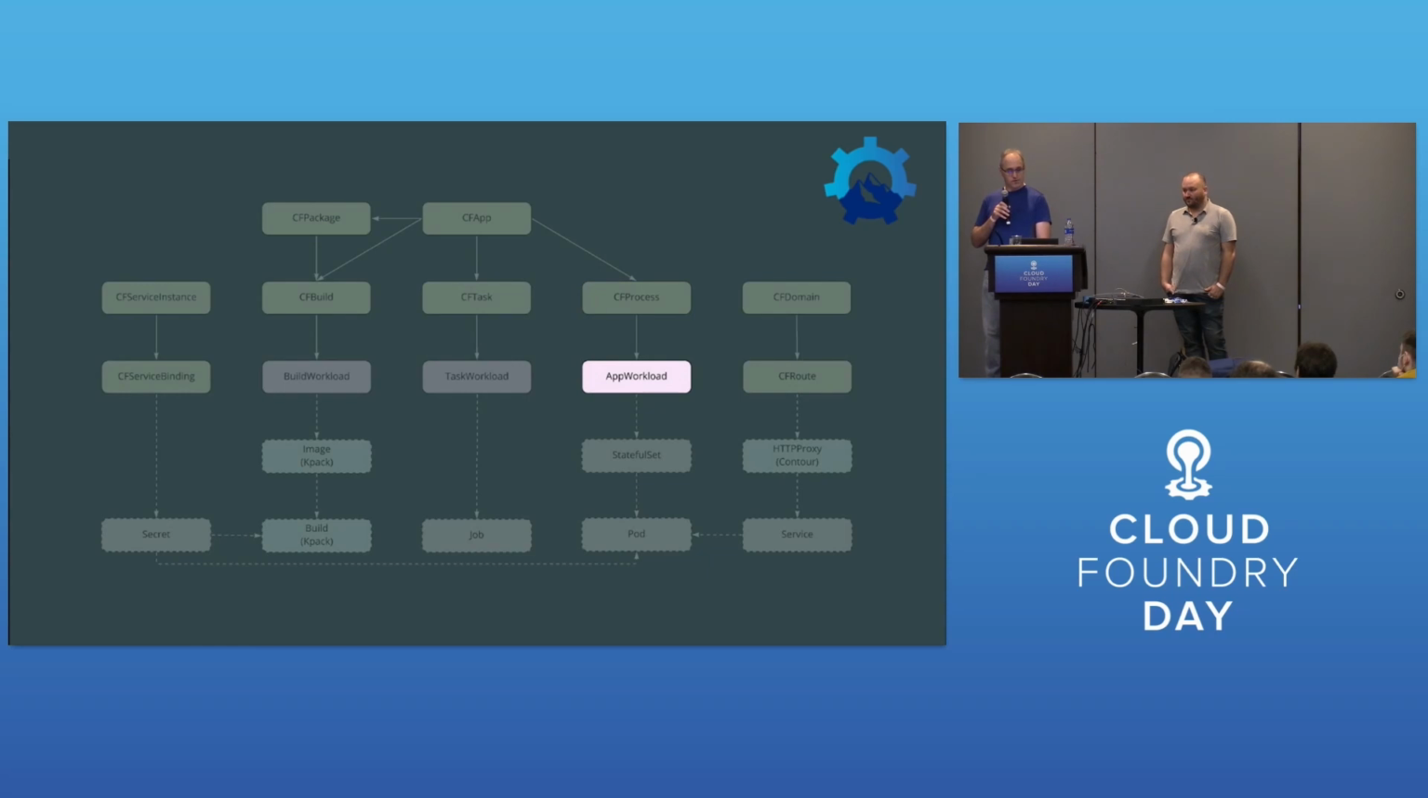Each CFProcess resource is reconciled into an AppWorkload resource, which is the next of our integration touchpoints. This allows users to bring their own runtime instead of using a StatefulSet, which is the default built into Korifi. It includes all of the information required to allow an application to be run and should provide feedback on the status of the running application.